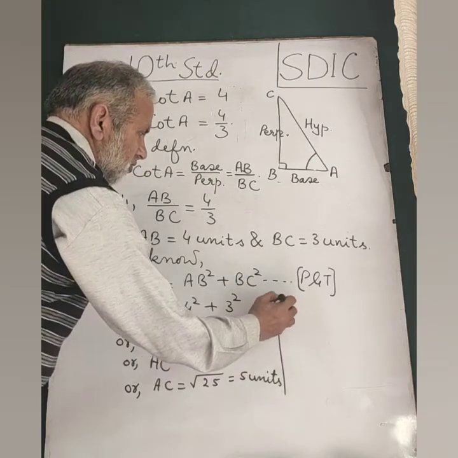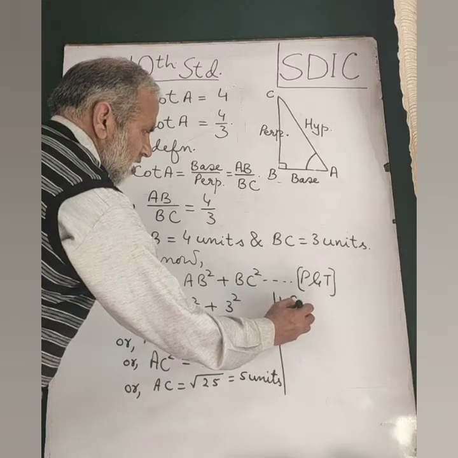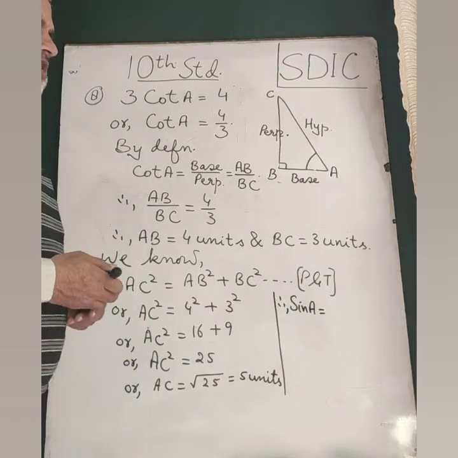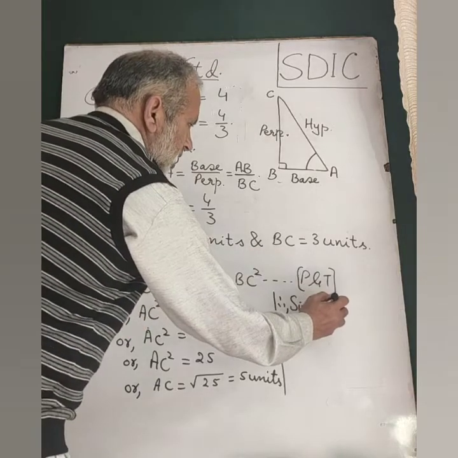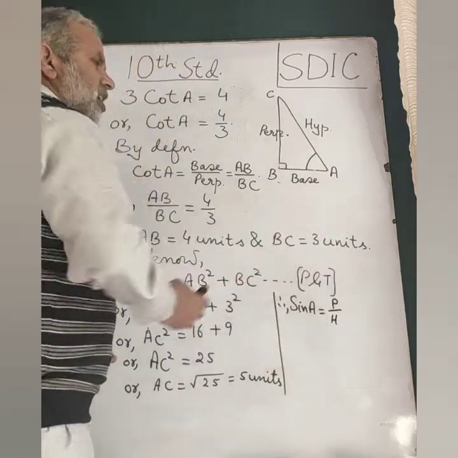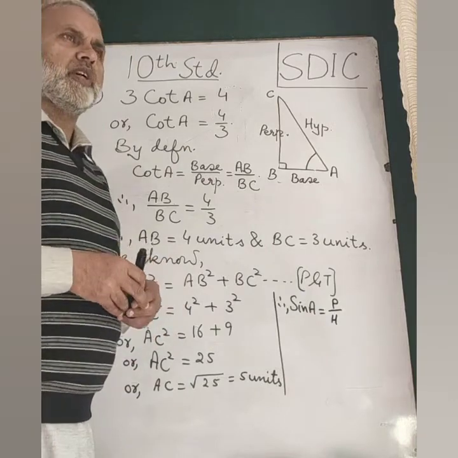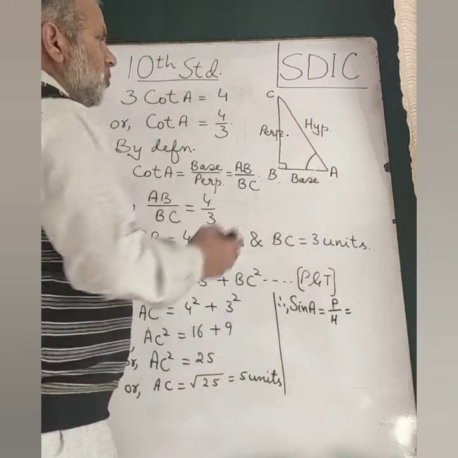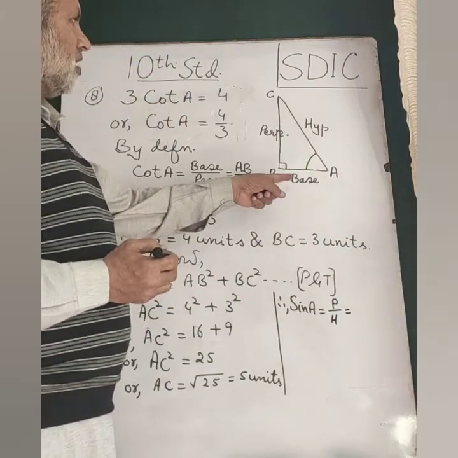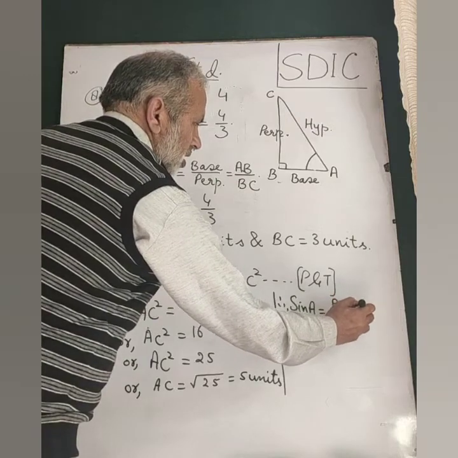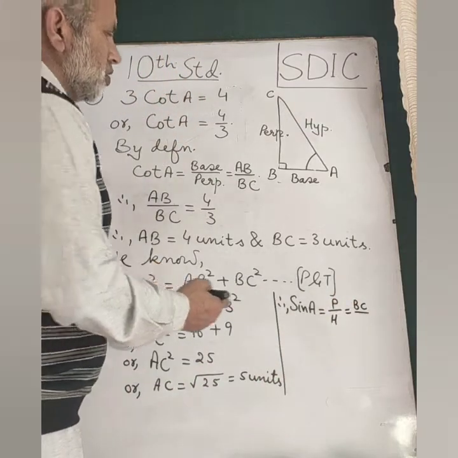Let us find first sin A. What is sine by definition? Perpendicular by hypotenuse. I shall write P for perpendicular, H for hypotenuse. It is perpendicular by hypotenuse. Now we have already identified perpendicular with respect to acute angle A. Perpendicular is BC and hypotenuse is AC.